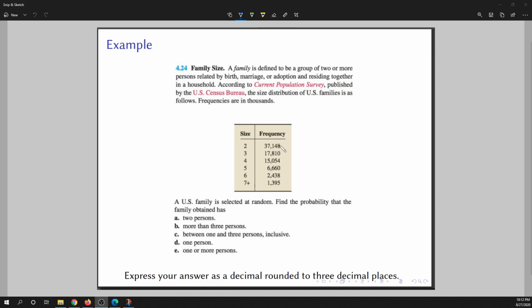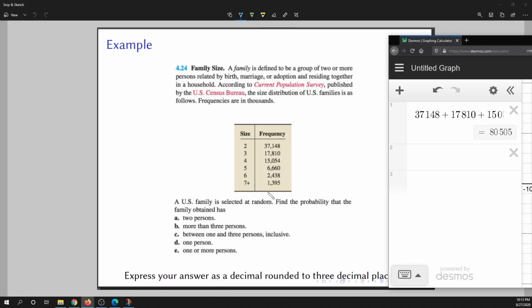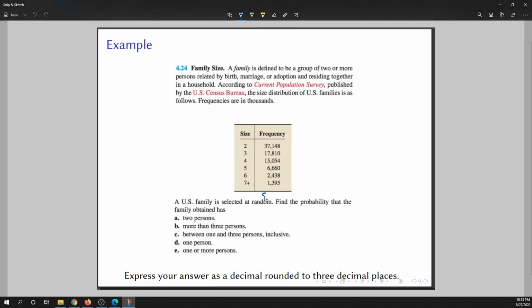Right, these are frequencies or counts, and so what we're gonna have to do is add all these together, right? And the reason why is because we need to know the number of families in our sample space, right? So we would add all of these together, and I've already done that, and it comes out to be 80,505.